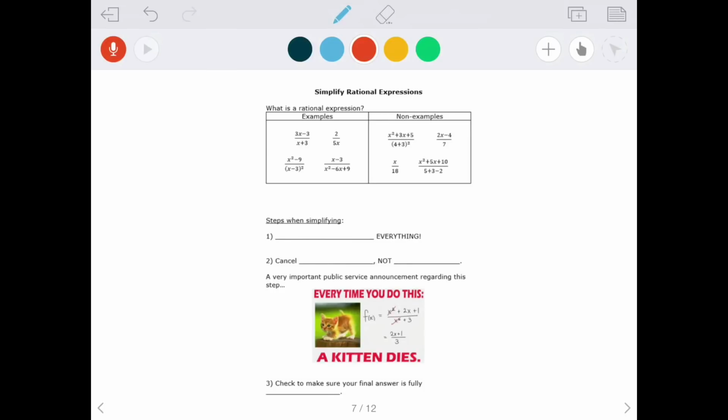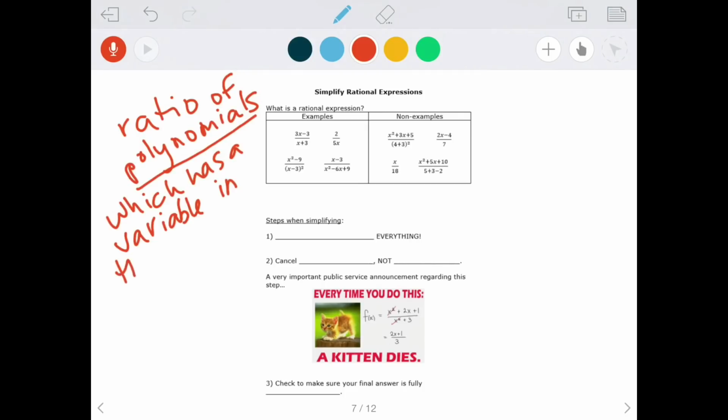Just wanting to talk to you about simplifying rational expressions. The first thing is we need to know what a rational expression is. So hopefully you've taken some time to look at some examples and non-examples before I go over the definition with you, which the definition is going to be a ratio of polynomials which has a variable in the denominator.